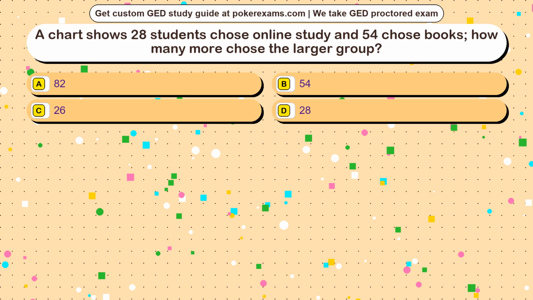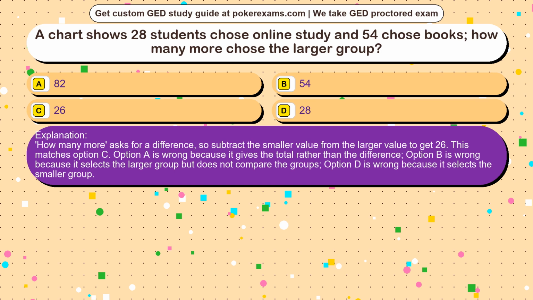The correct answer is option. How many more asks for a difference, so subtract the smaller value from the larger value to get 26. This matches option C. Option A is wrong because it gives the total rather than the difference. Option B is wrong because it selects the larger group but does not compare the groups. Option D is wrong because it selects the smaller group.